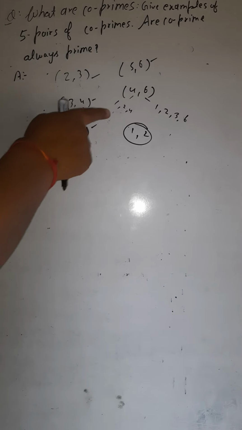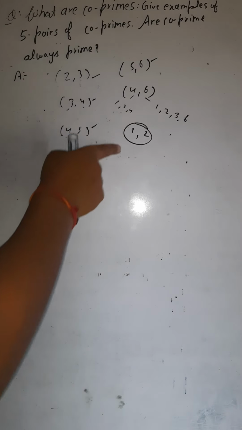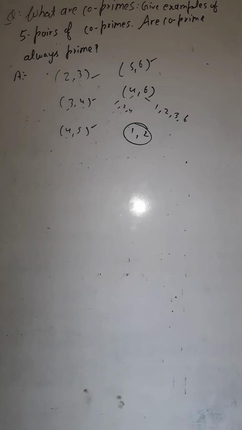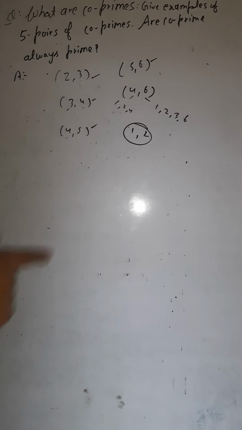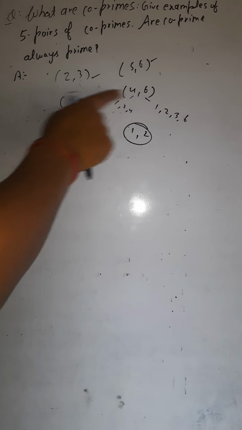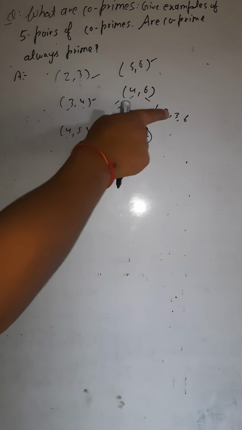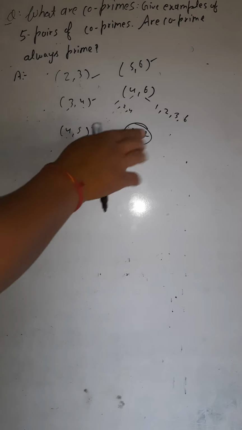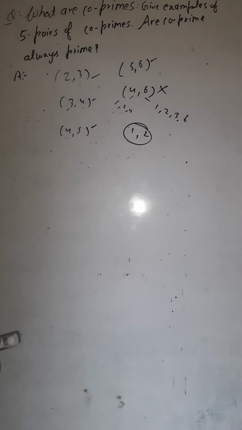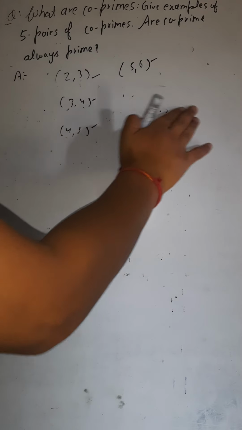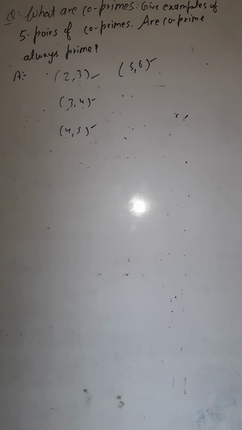Why? Because both of these numbers have more than one common factor. There should be one common factor, and that is 1 only. But here you are getting 2 also as a common factor. So 4 and 6 are not a set of co-primes, and you would not write this. So these are the examples of co-primes.